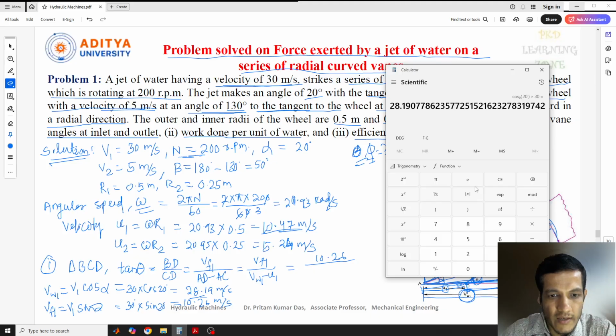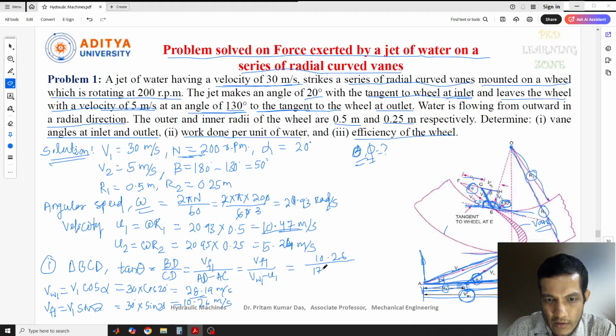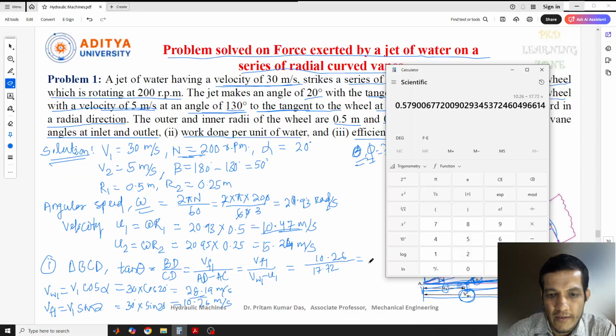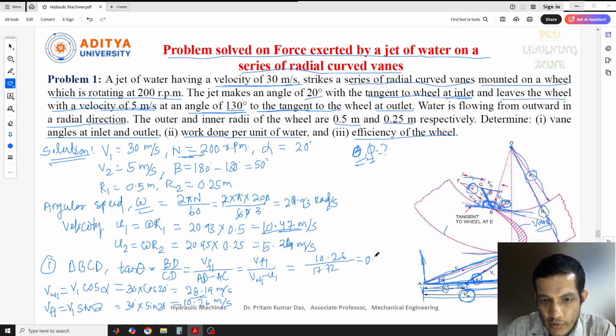This is how much? 28.19 minus 10.47. So this is 17.72. So we can write here, 10.26 divided by 17.72, 0.579. So this is actually tan theta.